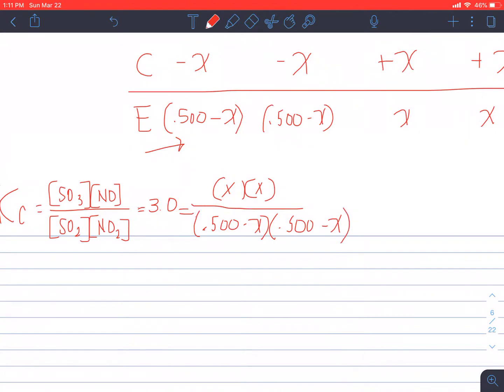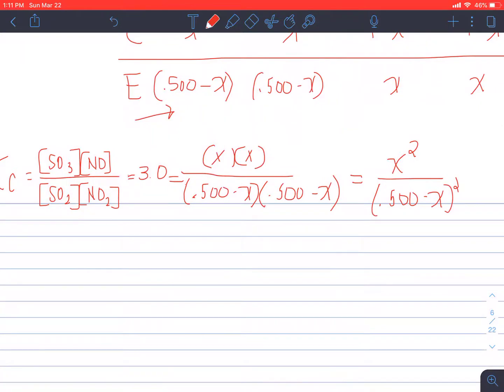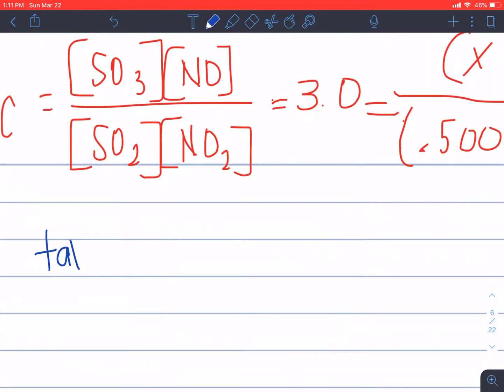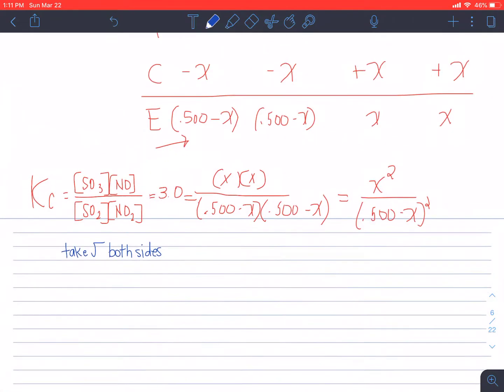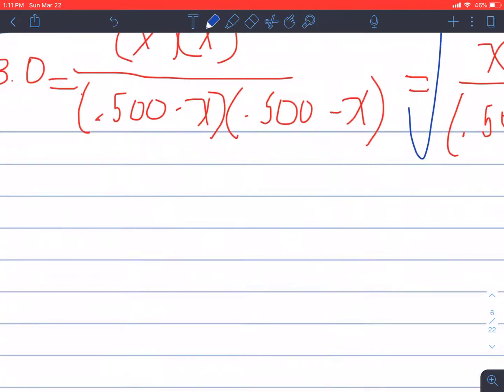Now, the cool thing about this, and hopefully you've had this in your math, it might have been a while, is that the denominator is a perfect square. If you were to simplify this, you get X squared over (0.500 minus X) squared. So what we can do to solve for X and make this really easy is take the square root of both sides. So I'm going to write that in the notes. Once again, I'm sorry that my handwriting on here is bad. So take the square root of both sides to simplify this. I'm going to take the square root of 3, and I'm going to take the square root of this. Okay, and what that gives me is 1.73 is equal to X over 0.5 minus X.